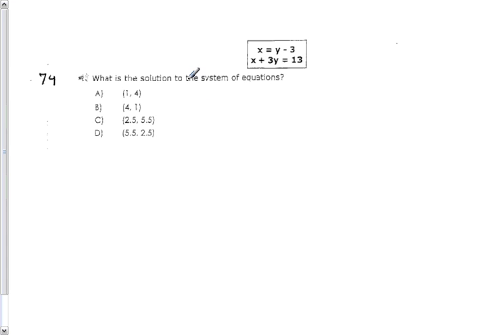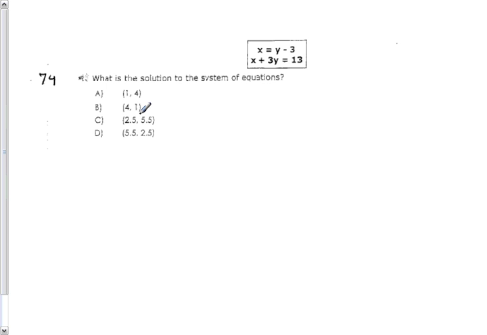Okay, on 74 we have another solution to the system of equations question, and we're given these two equations here. Earlier, if you watched the video, we had a graph of two systems of equations. We said the coordinate pair where they intersect would be the solution. This time we're given the two equations only, and we are given four answer choices.